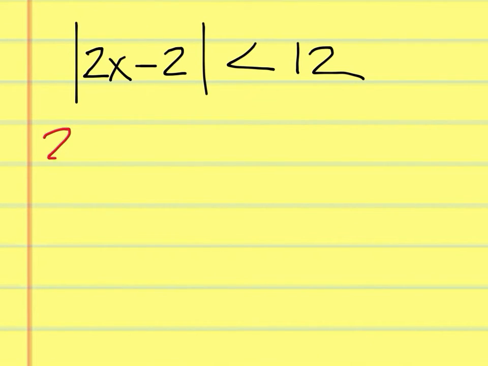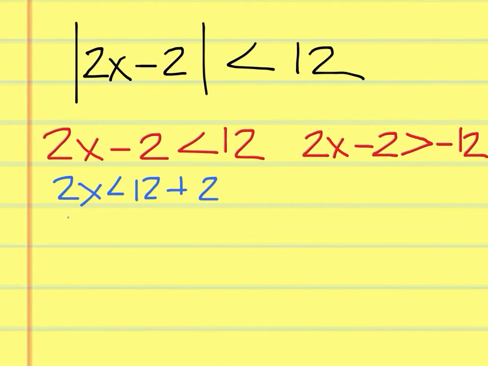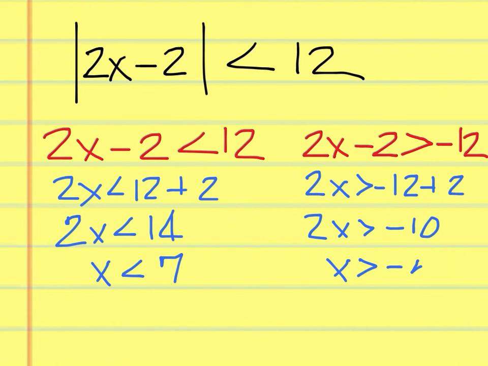To solve this, you're going to set it up as it appears without the absolute value brackets, and then write it as 2x minus 2 greater than a negative 12. On the left, you'll have 2x less than 12 plus 2, which is 14, and then divide the 14 by 2 to come up with a 7, so x less than 7. On the right-hand side, you'll have 2x greater than negative 12 plus 2, and that's going to be a negative 10 on the right side. You have to divide by 2 to come up with x greater than negative 5.